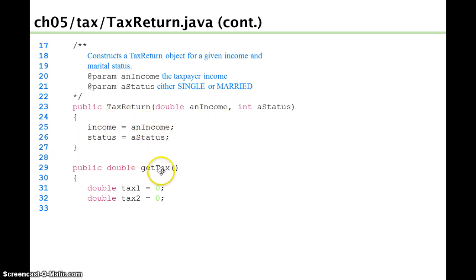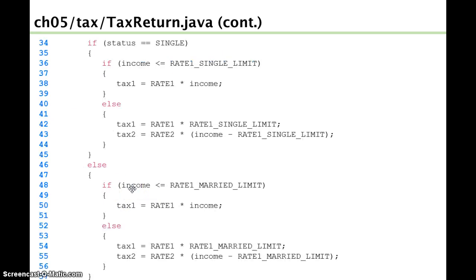And then we have our getTax method that will actually determine the tax. And so we're going to initialize two variables to 0, local variables. They're declared inside the method, so they're local variables. Initialize those to 0. And now we have our if block. So we have if status is single, if they're single, and if that's true, then we go in here and look at this if block.